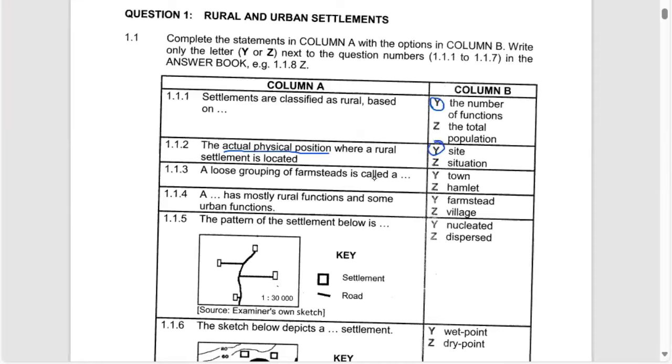Then the next question is saying a loose grouping of farmsteads is called a hamlet. That's the second largest classification of rural settlements before we go to a village. Remember, an isolated farmstead is the smallest. Then we go to a hamlet, which is a loose grouping of farmsteads. Then we go to a village, which is the biggest classification of rural settlements.